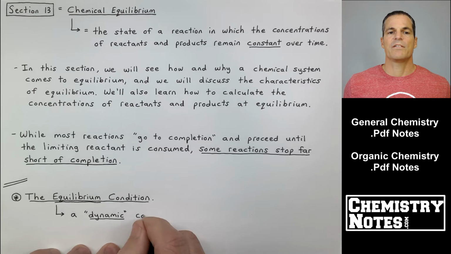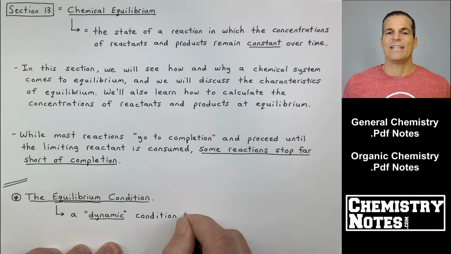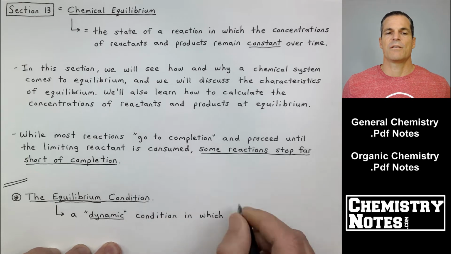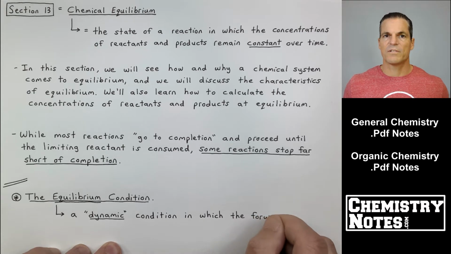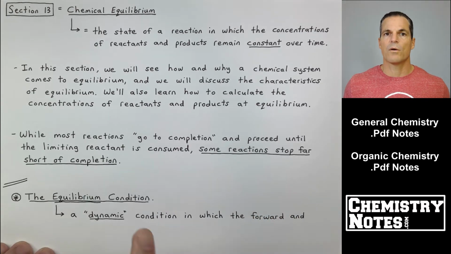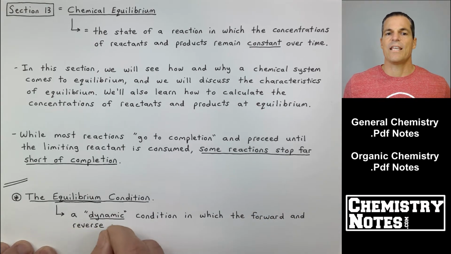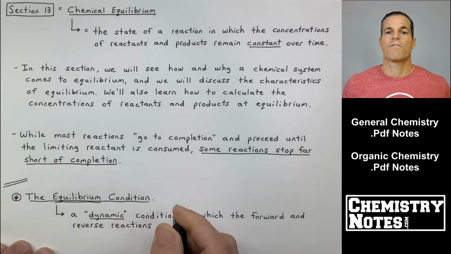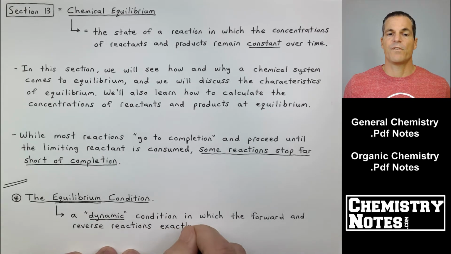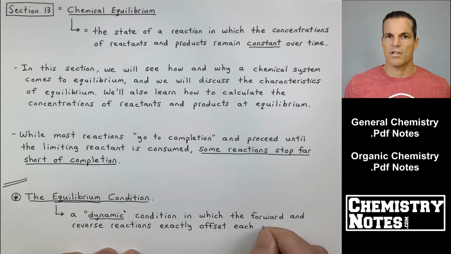The equilibrium condition is a dynamic condition. That means things are happening all the time. Things are always moving around all the time. It's a dynamic condition in which the forward and reverse reactions exactly offset each other.